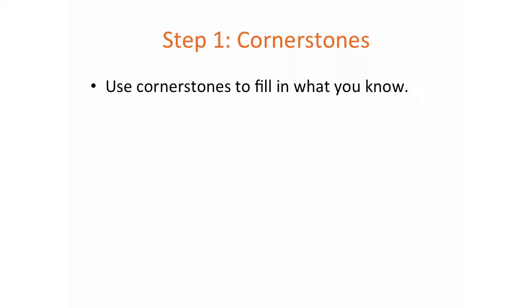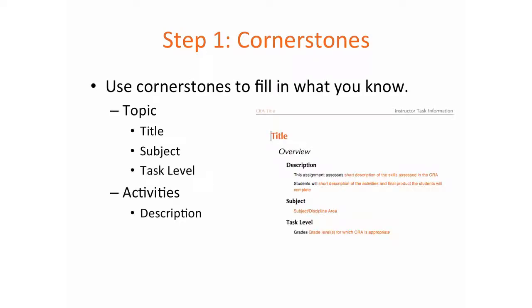Step 1 is cornerstones. Begin to fill in the CRA template by taking your cornerstones and using them to fill in the parts of the template you already know. From the topic, you can fill in the title of the CRA, the subject, and the task level. Remember to add the CRA title to the header as well. From the activities and skills you've chosen, you can fill in the brief description at the beginning of the CRA.